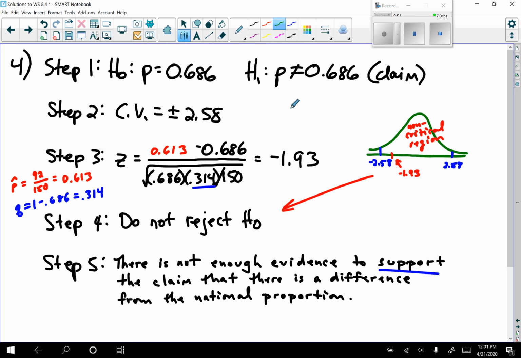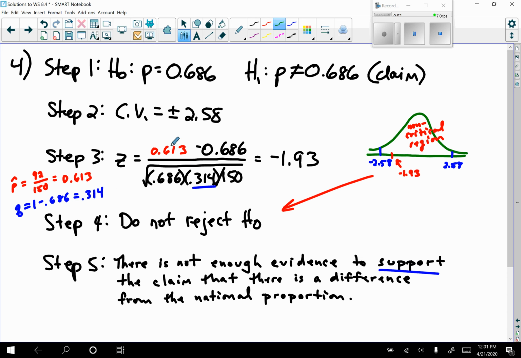That it's P is not equal to 0.686. So to find our critical value, we're going to go into menu 553. This is a two-tailed test, so we're typing in half of alpha, so 0.005 for our area, and we get the critical value. Turns out to be plus or minus 2.58. For step 3, we want our test value, so p hat is going to equal 92 over 150, which is 0.613. Because it ended at the third decimal place, I'm not going to round it or change it. Q is equal to 1 minus 0.686, which is 0.314.